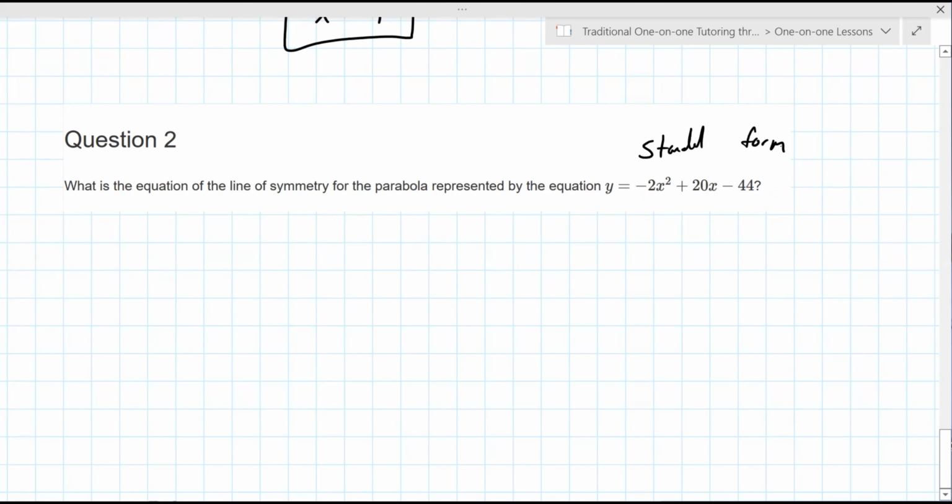Do you have a Desmos calculator window open? No. Could you get one opened and try graphing this, or would that take you too long? No, I could do it. All right, let's see if you can get it done here in the next 30 seconds, 1 minute here.